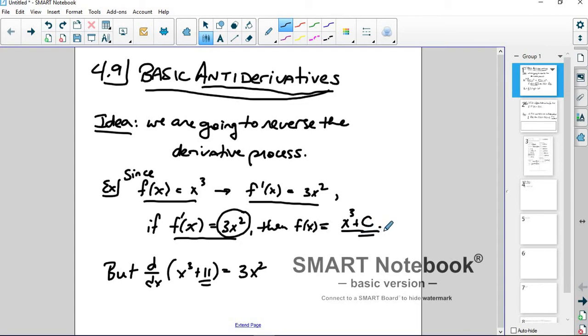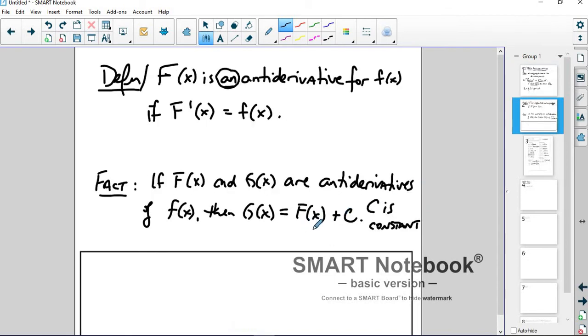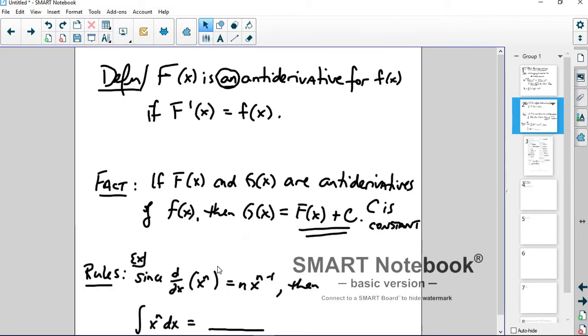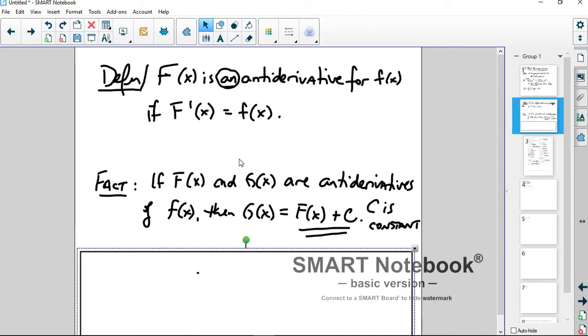So until we have that information, or if we never get that information, then we have to delineate the fact that our antiderivatives have a plus c that go with them, okay? Okay, so we need to figure out what our rules are going to look like. Here's an example of what we do with our rules.